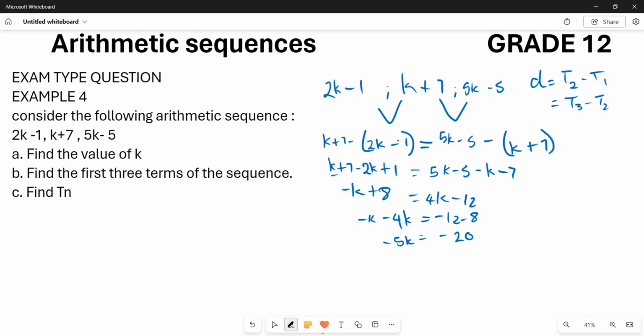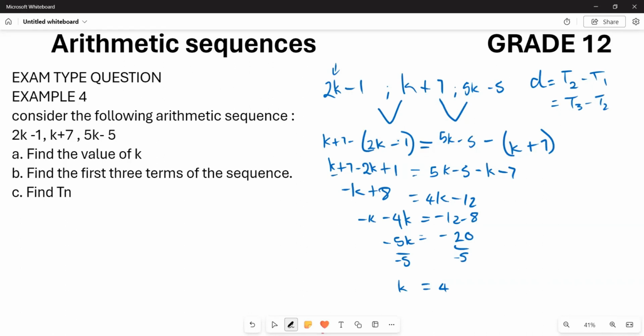And now when you have that, you can simply divide by negative 5 on this side, and divide by negative 5 on this side, right? So the value of the k that you're going to find is going to be given by 4, right? So the value of your k in here is going to be 4. Basically, this is the value of your k.